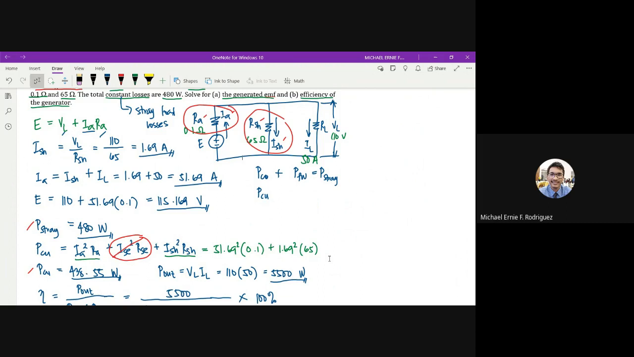Sir, lagi iba yung lumalabas sa calculator ko. Iba ba yung copper loss? Hindi yata, titingnan ko lang kasi yung notes ko. Yung calculator natin, sige. Wait lang, sir. I-full screen ko lang to. May screen tayo na sharing.